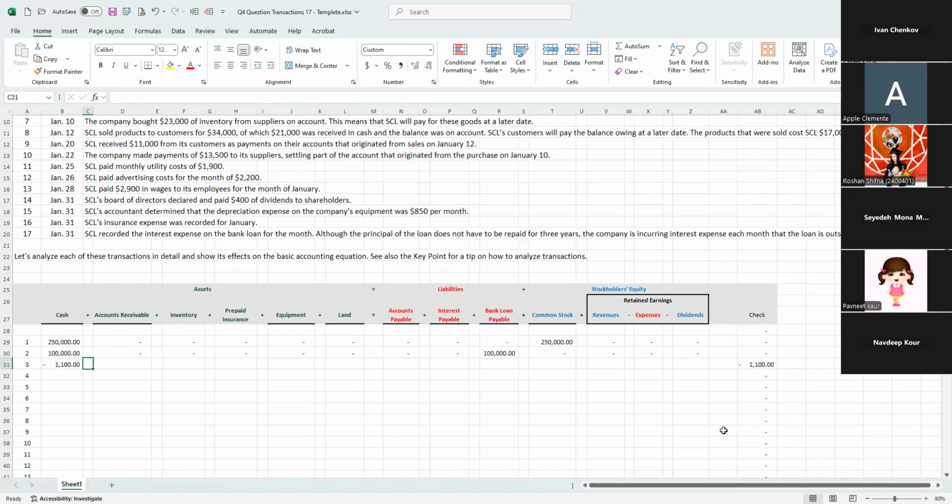Now the question is, did we buy a space? No, what we did, we just rented it. What would that be for us? Expense. So what's going to happen? Our expense is going to increase by exactly the same amount, $1,100. And now we're in balance. Correct?